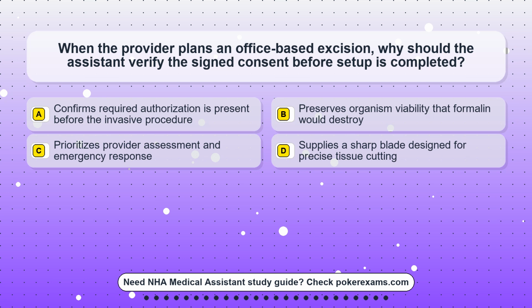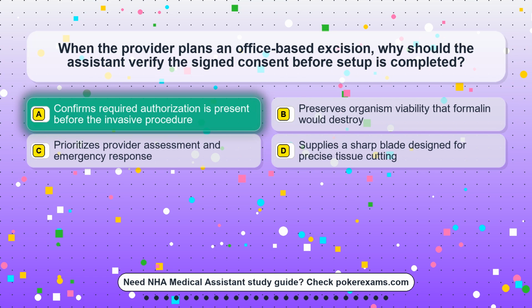Question 1. When the provider plans an office-based excision, why should the assistant verify the signed consent before setup is completed? Option A. Confirms required authorization is present before the invasive procedure. Option B. Preserves organism viability that formalin would destroy. Option C. Prioritizes provider assessment and emergency response. Option D. Supplies a sharp blade designed for precise tissue cutting.